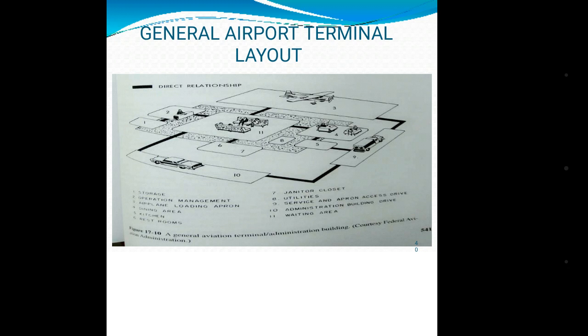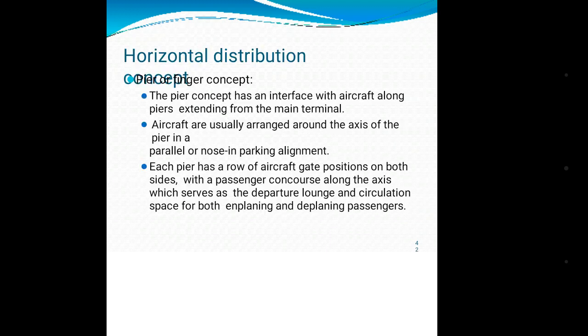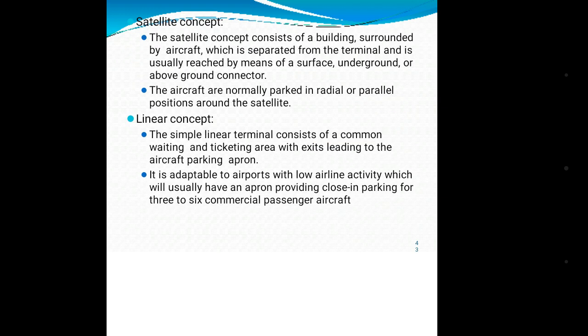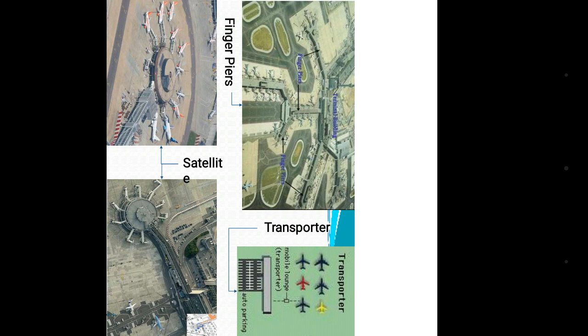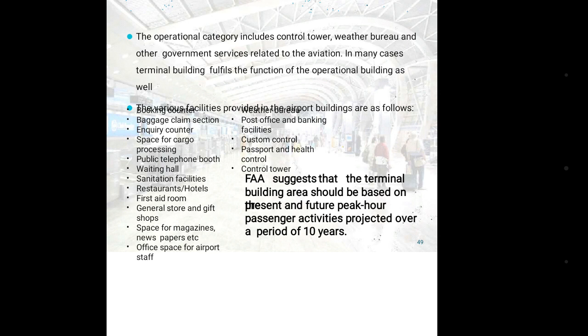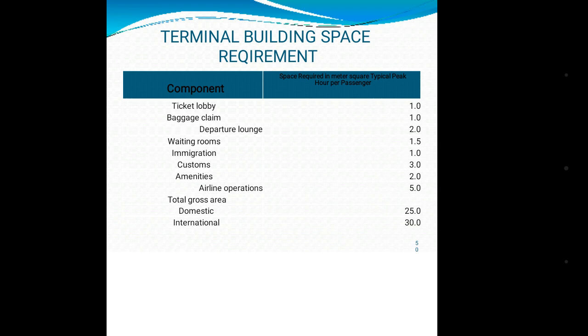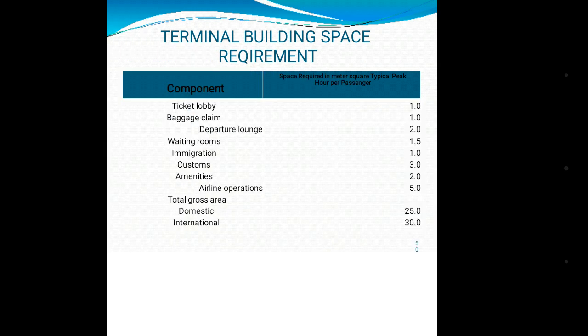Now this figure will give us the general airport layout we discussed in the previous lecture. Now the terminal distribution system is being given, vertical and horizontal. Now the next point is terminal building space requirement.